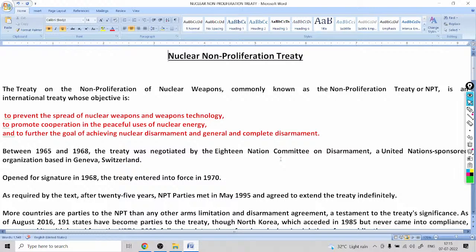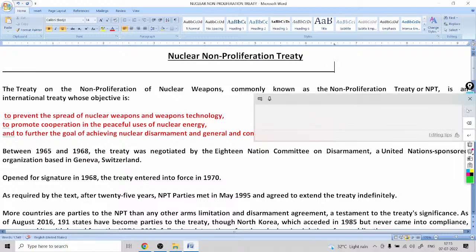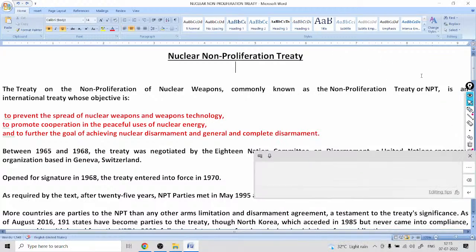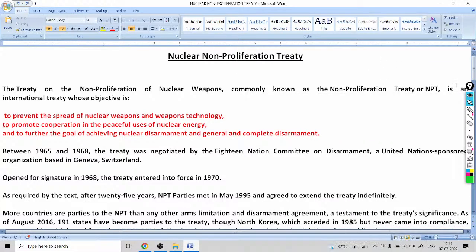So the Treaty on Nuclear Non-Proliferation, popularly known as the NPT, the Nuclear Non-Proliferation Treaty. Known as the NPT, the Nuclear Non-Proliferation Treaty.